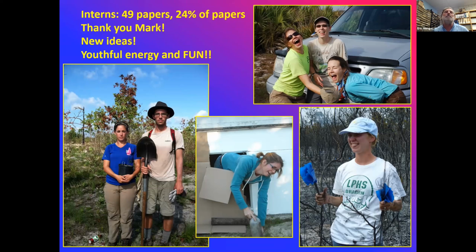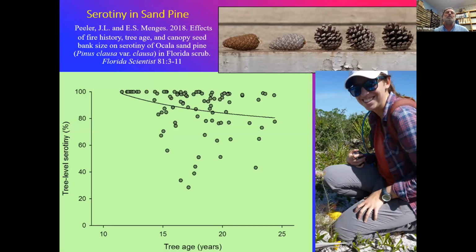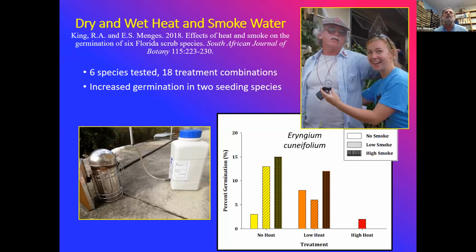It's been great to have them. And a couple of intern projects, just briefly: Jamie Peeler looked at serotiny in sand pine, finding serotiny decreasing with tree age, a really interesting result, which may be due to bet hedging for variable fire regimes, but it could be due to the high maintenance costs of maintaining living pine cones on the tree.